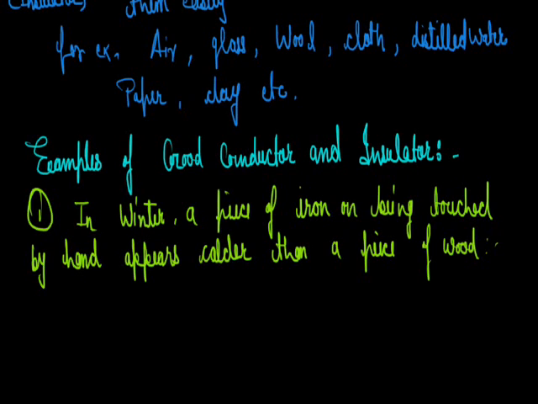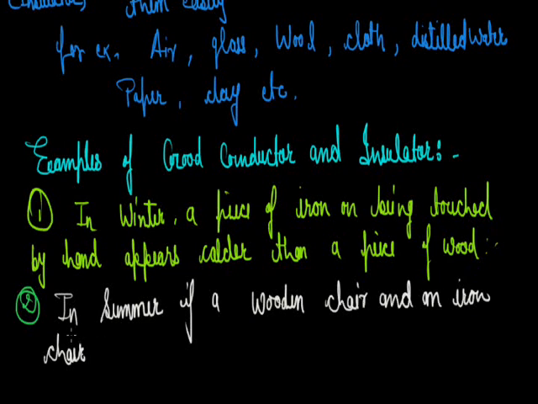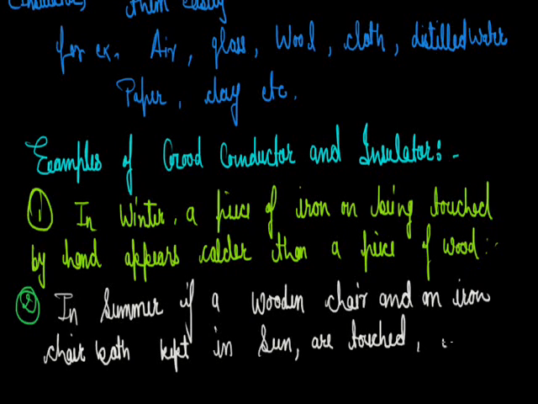Now, next example is, in summer, if a wooden chair and an iron chair both kept in sun are touched, the iron chair appears to be warmer than the wooden chair.